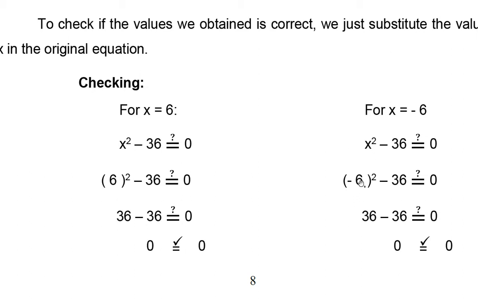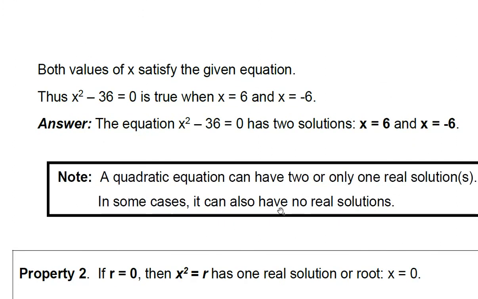Negative 6 squared minus 36 equals 0. So, negative 6 squared is still 36, meaning to say, negative 6 times negative 6. When we multiply two negatives, it will become positive. 36 minus 36 equals 0, so the equation is true. Next example.